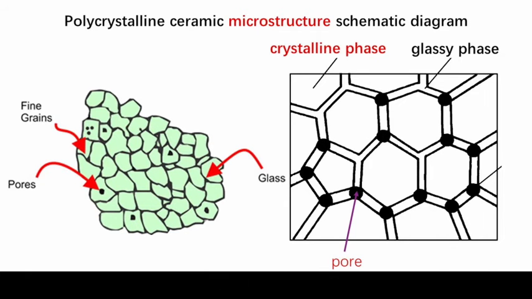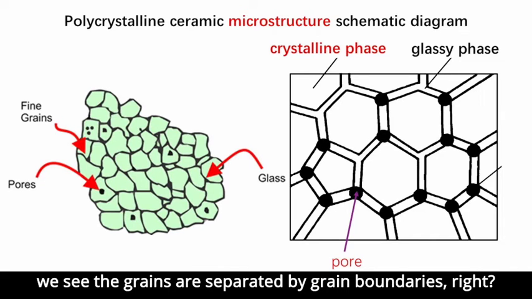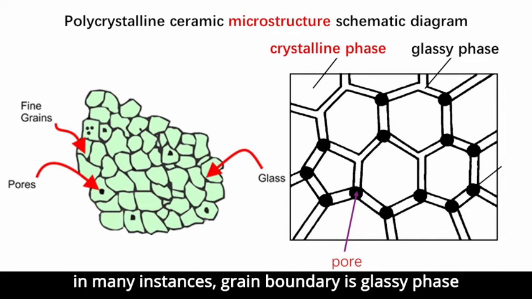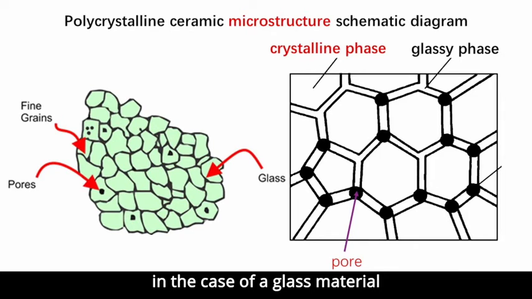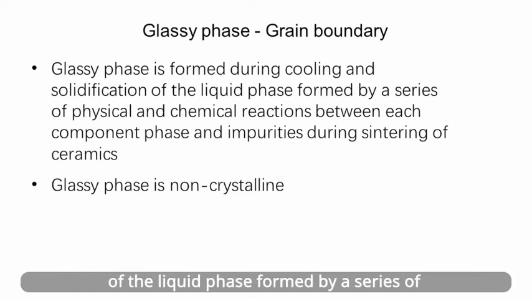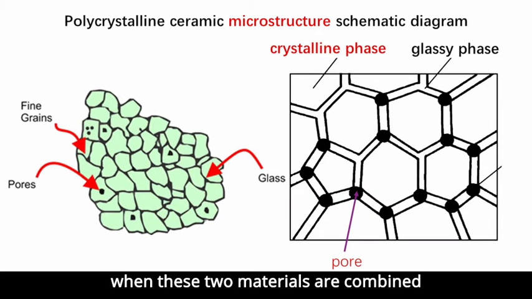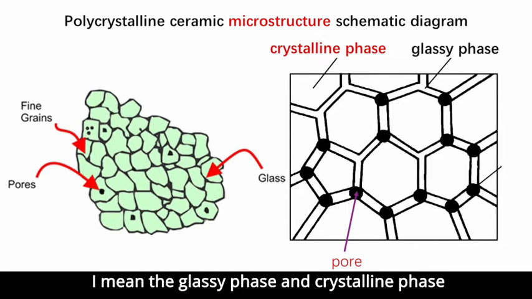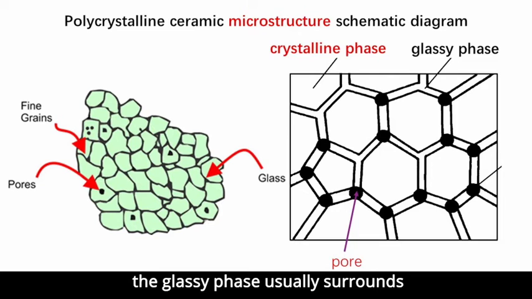Back to this diagram, we see the grains are separated by grain boundaries, right? In many instances, the grain boundary is a glassy phase. In the case of a glass material, the microstructure is non-crystalline. Glassy phase is formed during cooling and solidification of the liquid phase formed by a series of physical and chemical reactions between each component's phase and impurities during sintering of the ceramics. When the glassy phase and the crystalline phase are combined, the glassy phase usually surrounds small crystals, bonding them together.